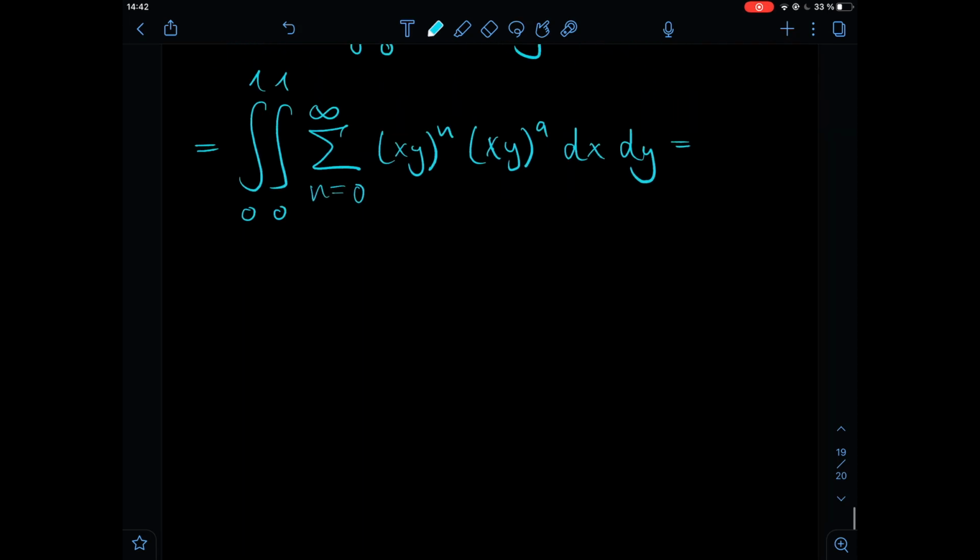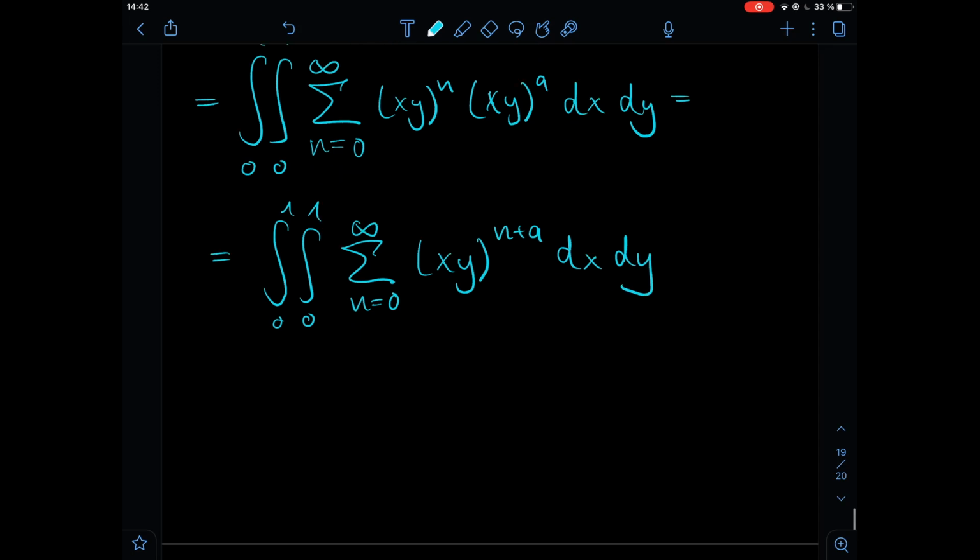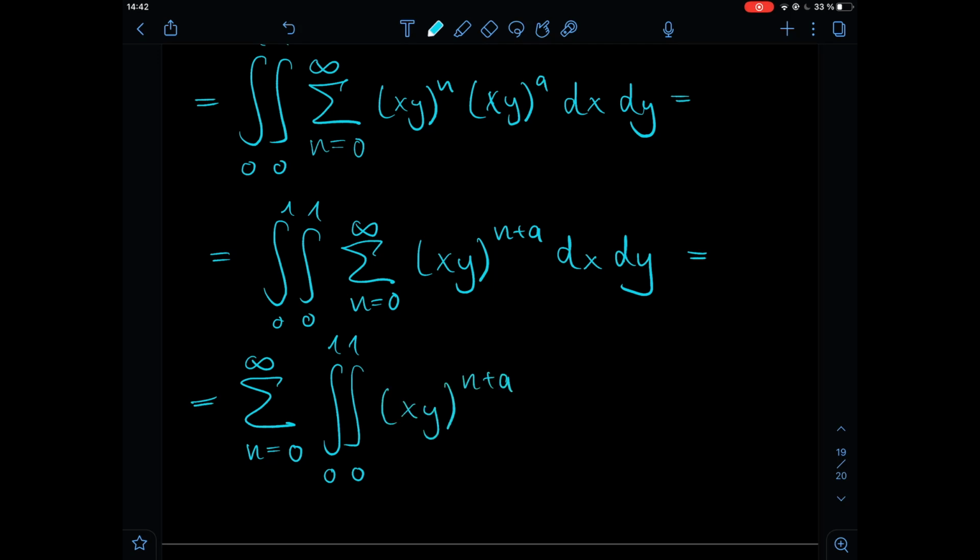So this in the end is just the double integral from 0 to 1 of the sum of (xy)^(n+a) dx dy. So this in the end means that we have the sum from n equals 0 up to infinity times the double integral from 0 to 1 of (xy)^(n+a). So this is quite easy. This is once again just a polynomial.